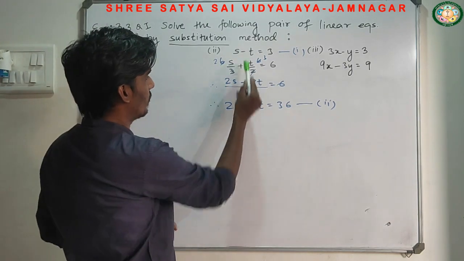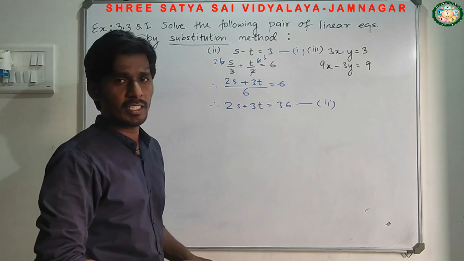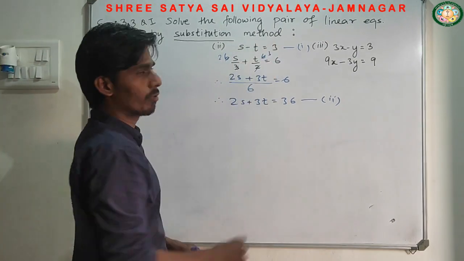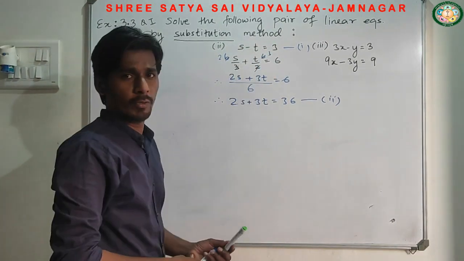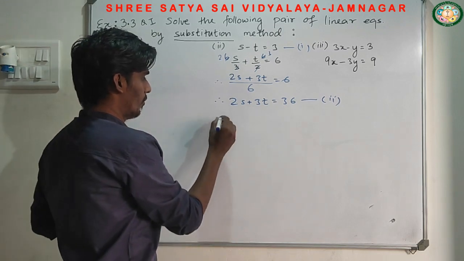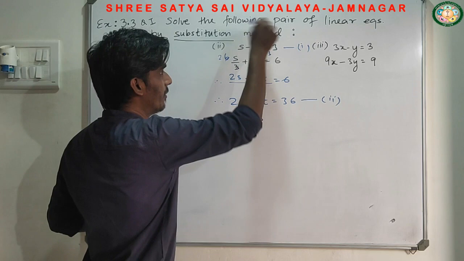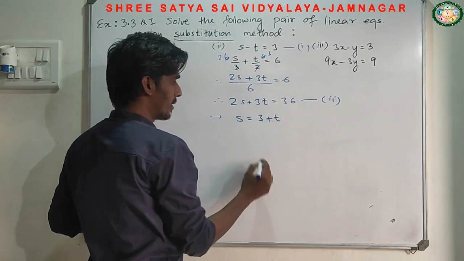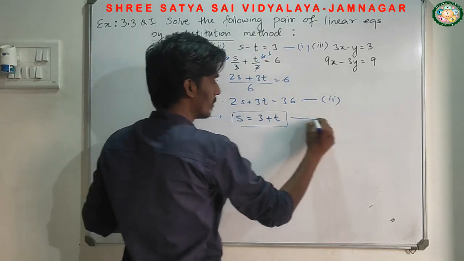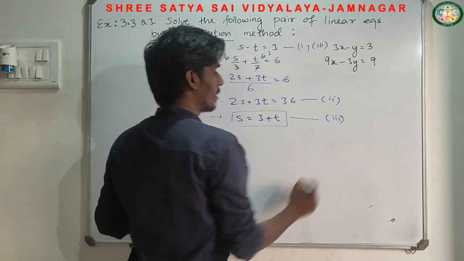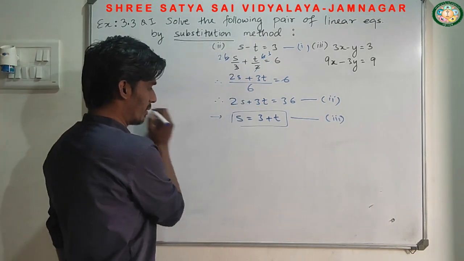I think out of these two equations, the first equation is quite simple: s minus t equals 3. So I'm going to use the first equation here. From 1, s equals 3. t will move to that side, so plus t. So say this is equation 3.